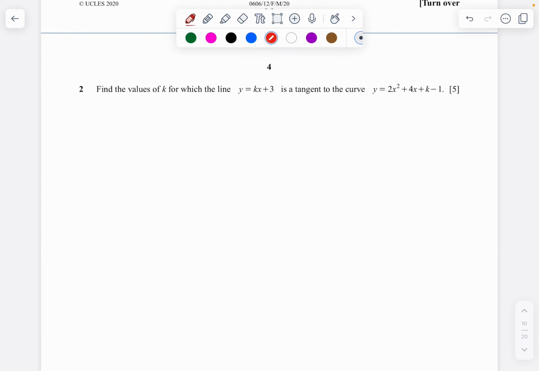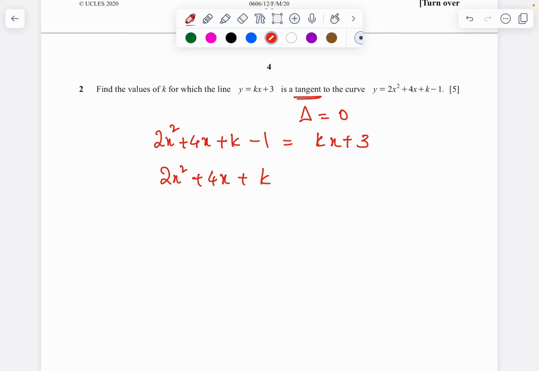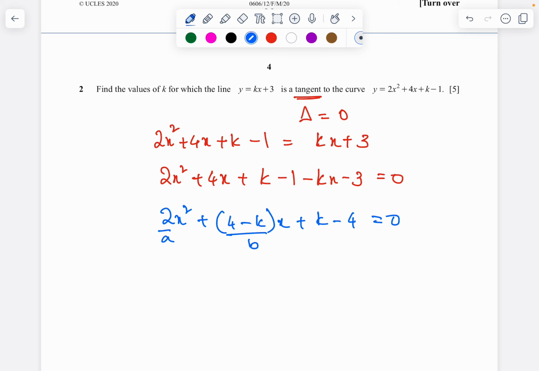Find the values of k for which the line y equal to kx plus 3 is a tangent. Tangent means discriminant is 0. So first let us put them together: 2x square plus 4x plus k minus 1 is equal to kx plus 3. I will bring the whole thing together and put the x terms together. So 2x square plus (4 minus k)x plus k minus 4 equal to 0. This is A, this is B and this is C.